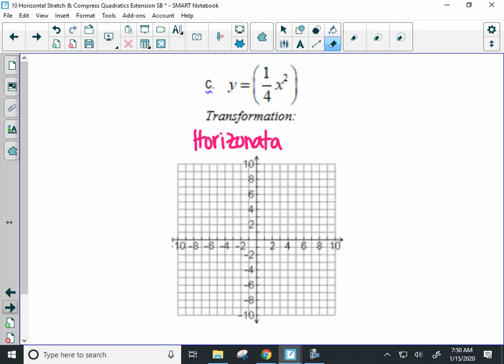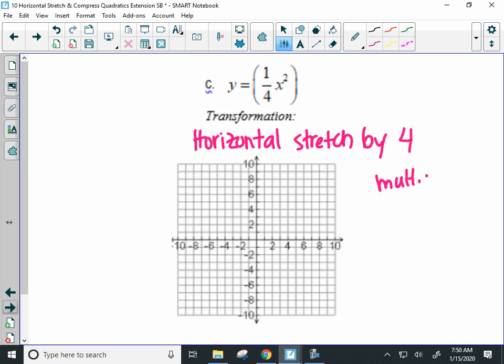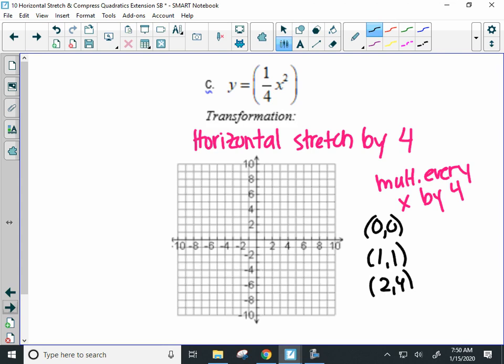Okay, 1/4 is less than 1, so it's a horizontal stretch by the reciprocal of 1/4. So this time you're going to multiply every x by 4. Now, on this one, I'm going to try it without graphing the parent function. But you should know the ordered pairs for the parent function, at least the right side. So if you need to reference those, write them down or think about them.